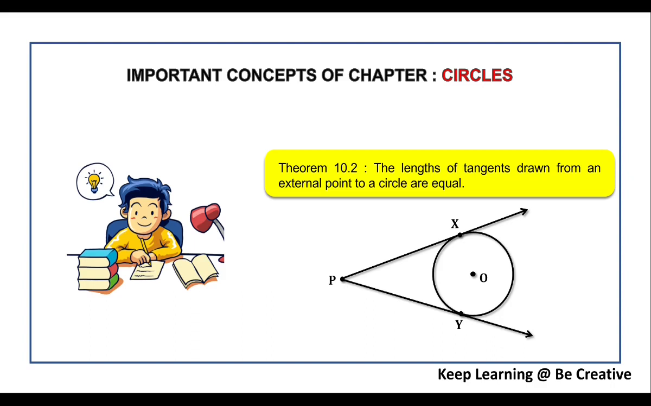So today we are going to discuss another important theorem related to circles and tangents.